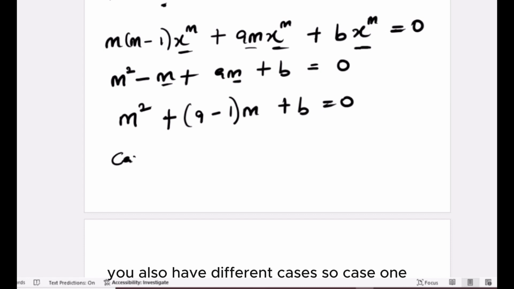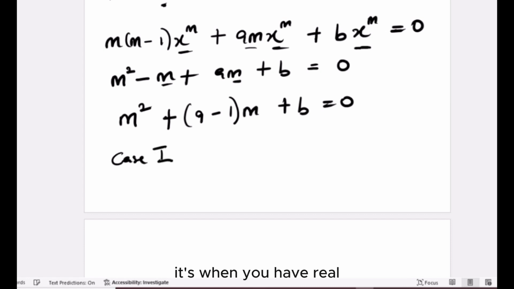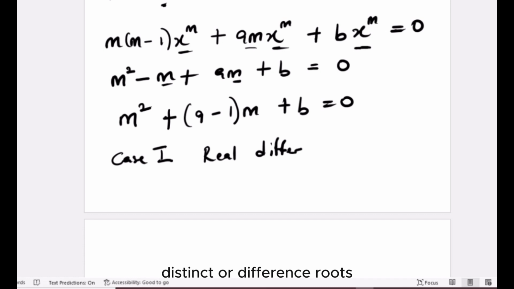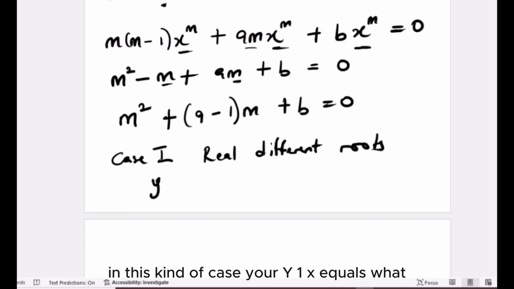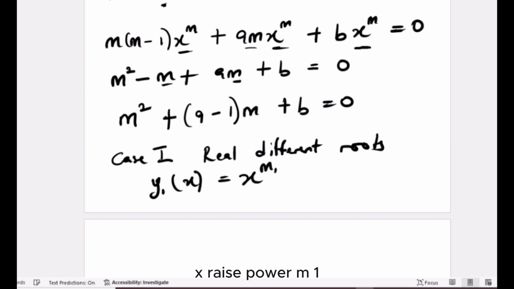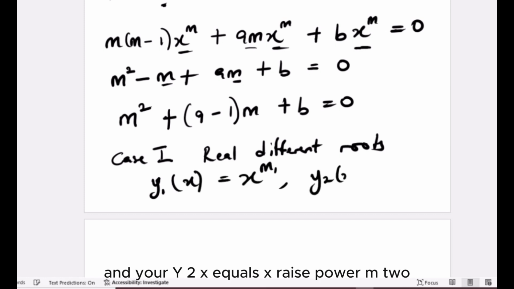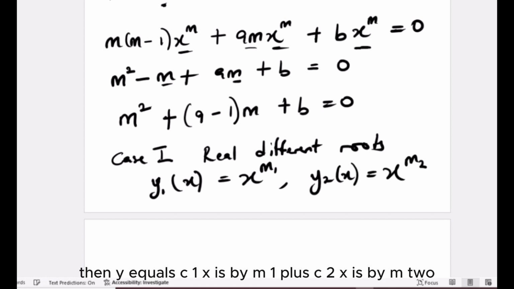So when you get your value of m, you also have different cases. So case 1, it's when you have real, distinct, or different roots. In this kind of case, your y1 x equals x raised to power m1, and your y2 x equals x raised to power m2. Then y equals c1 x raised to power m1 plus c2 x raised to power m2.